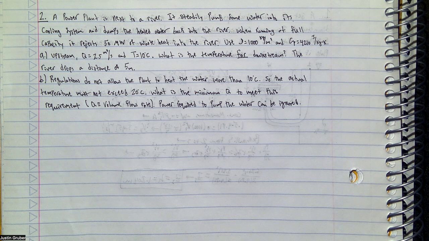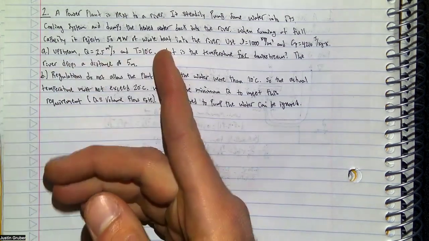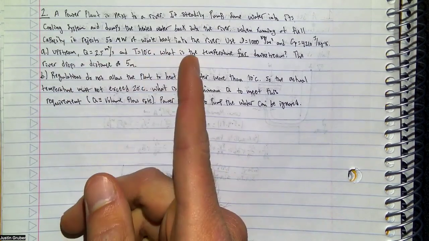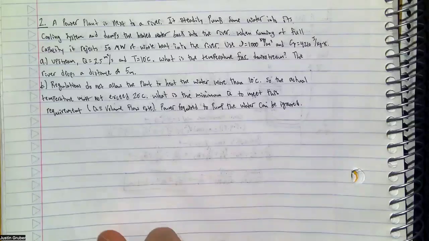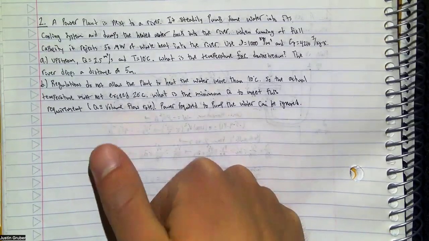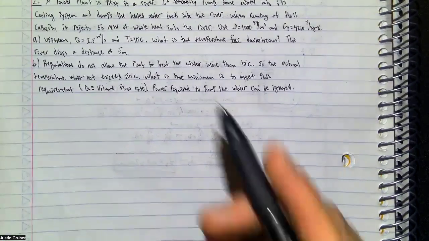For A, upstream the volume flow rate is 2.5 cubic meters per second, and the temperature is 10 degrees Celsius. So what is the temperature far downstream, after everything's already mixed, and the river drops a distance of 5 meters? Let me draw what's actually going on here. It'll be something like this.